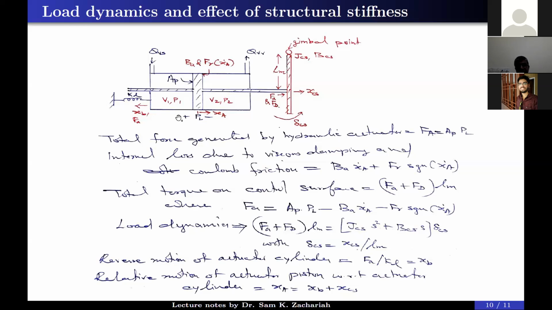So the relative motion of the piston with respect to the cylinder is equal to the forward motion X_CS plus X_B, where X_CS is positive in the forward direction and X_B is numerically positive in the reverse direction. So when we add, both positive quantities are added to give a bigger positive number. That is the relative motion of the piston head with respect to the cylinder, X_P. That is this equation. Hope you understood.